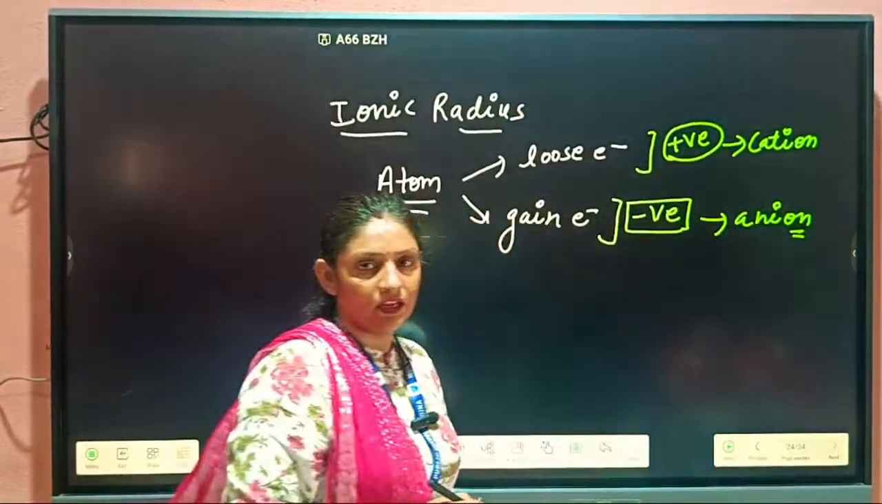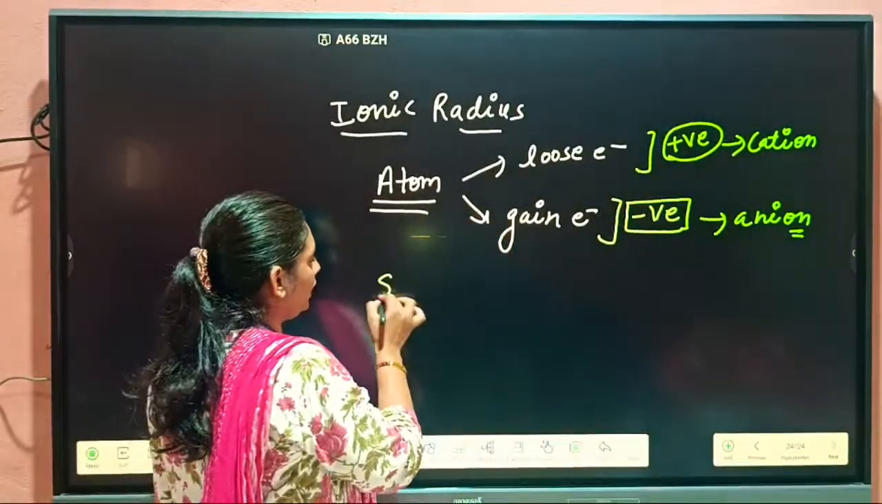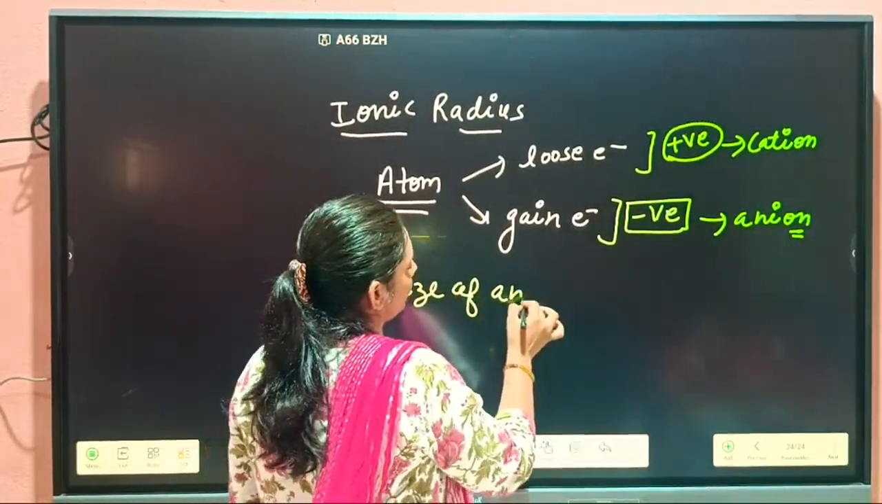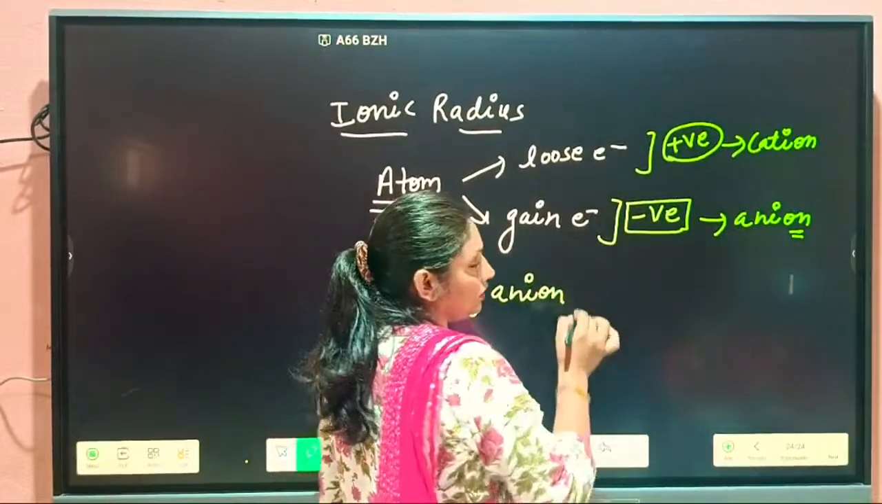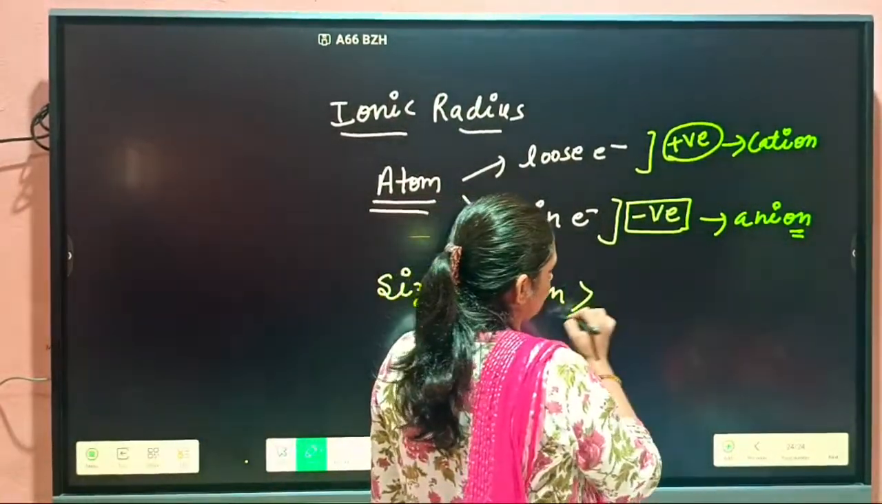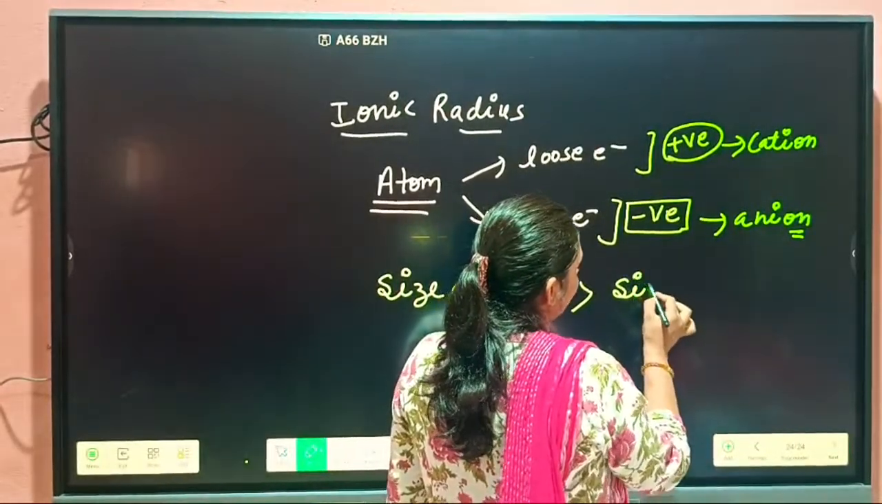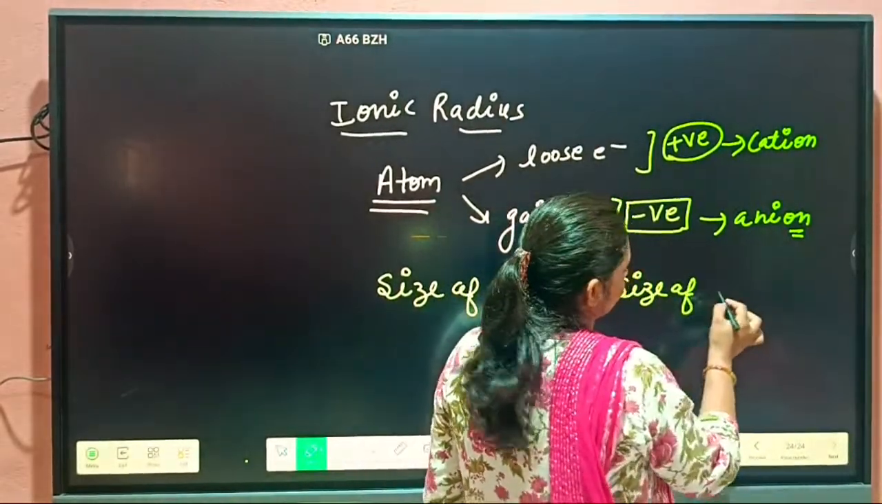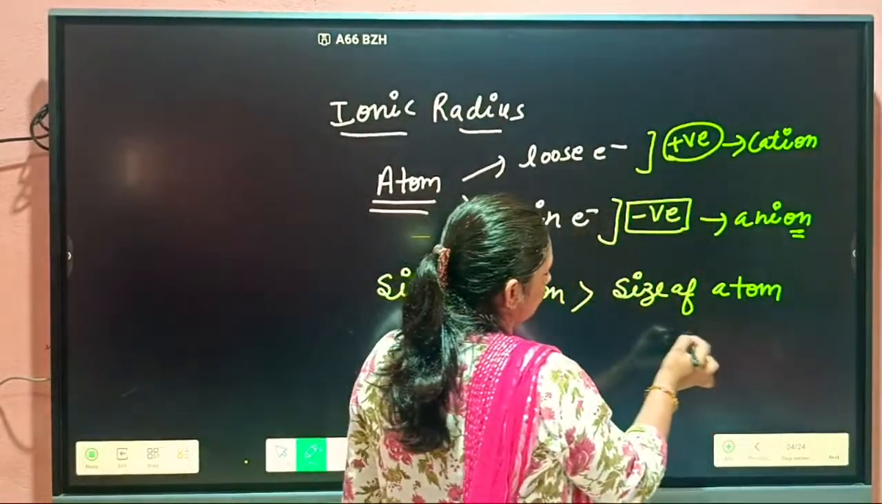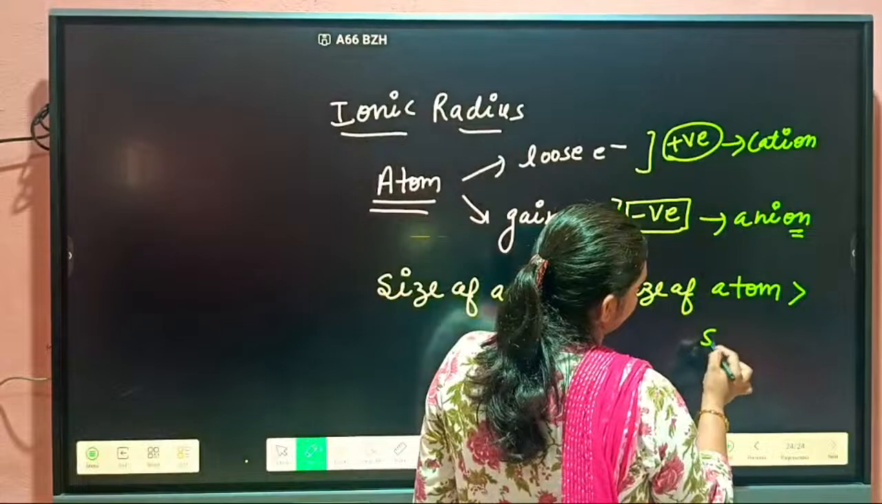Anion. The size of an anion for an element will always be greater as compared to the size of the isolated atom, and it will be greater as compared to the size of the cation.